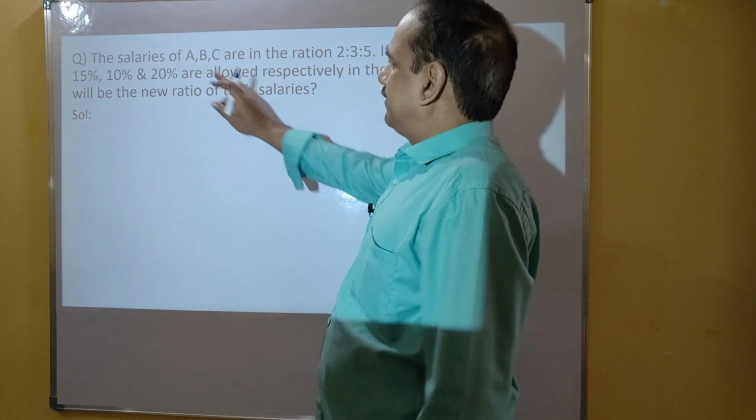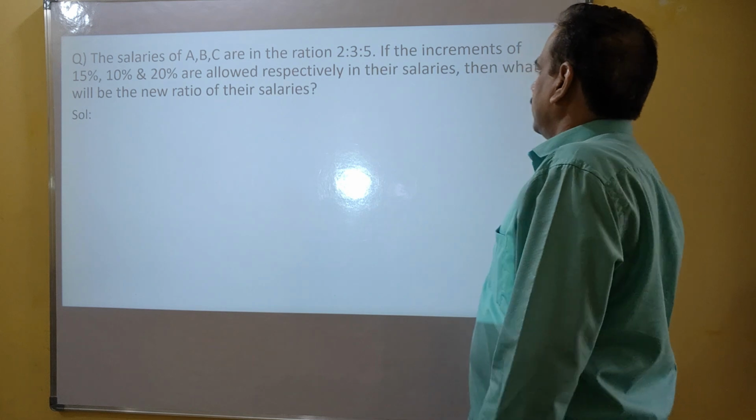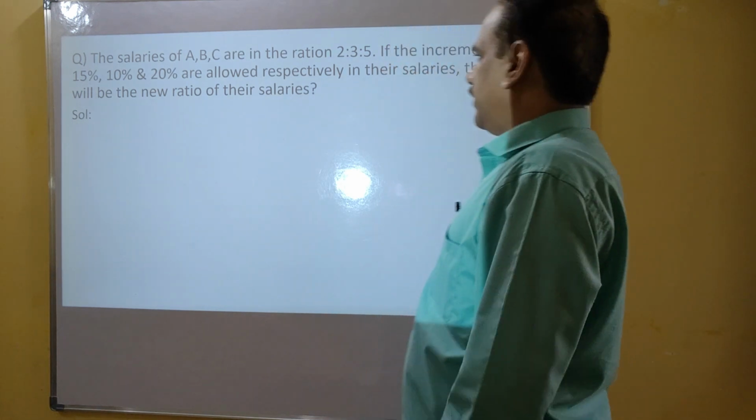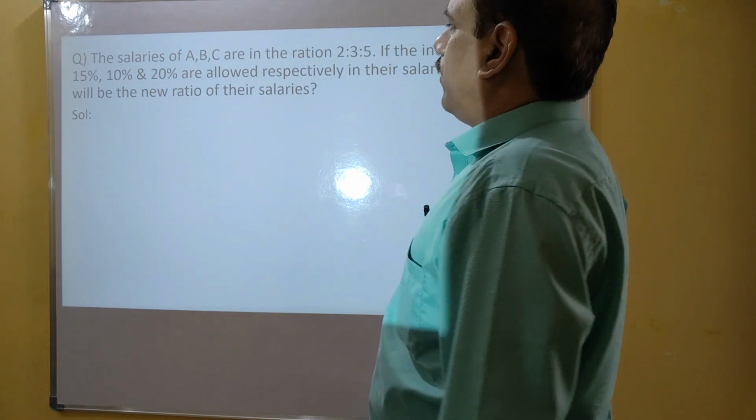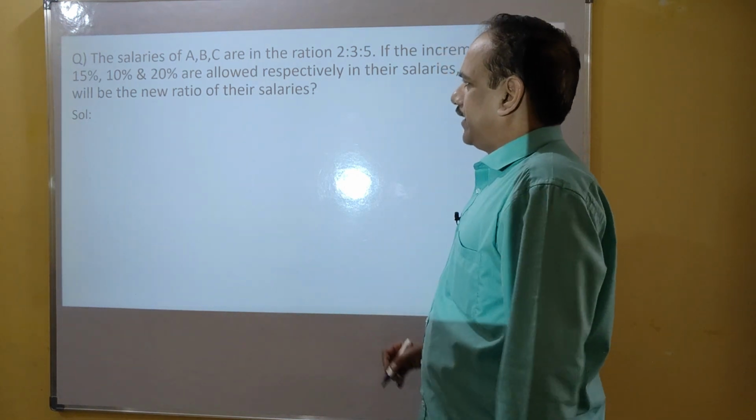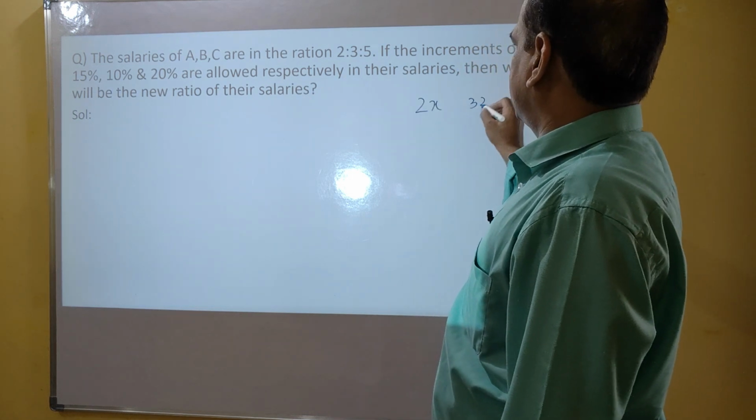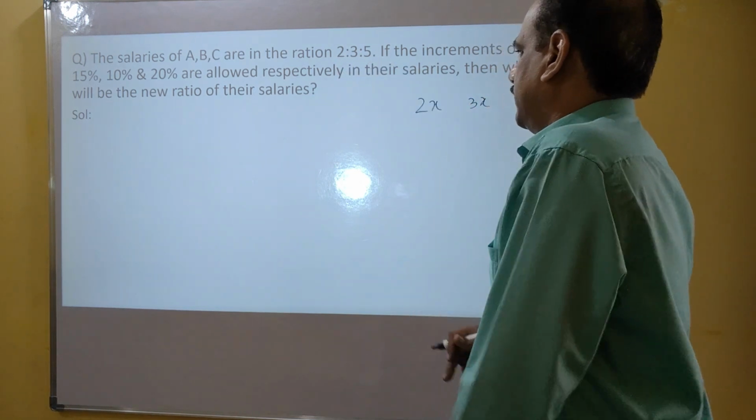In this problem, the salaries of A, B, C are in the ratio 2:3:5. If the increments of 15%, 10% and 20% are allowed respectively in their salaries, then what will be the new ratio of their salaries? Let their salaries be 2x, 3x and 5x because they are in the ratio 2:3:5.